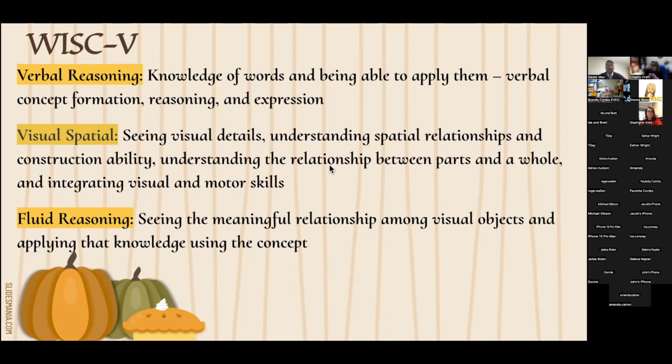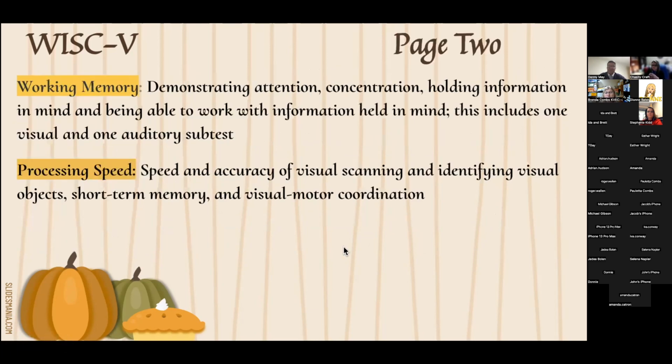And it will also give you some ideas about what specially designed instruction you should use and supplementary aids and services you should use. Fluid reasoning is another one, seeing the meaningful relationships among visual objects and applying that knowledge using the concept. And then on the next page, working memory and processing speed are the others, demonstrating attention, concentration, holding information in mind, and being able to work with information held in mind. This includes 1 visual and 1 auditory subtest. And then the processing speed is the speed and accuracy of visual scanning and identifying visual objects, short-term memory, and visual motor integration or coordination.